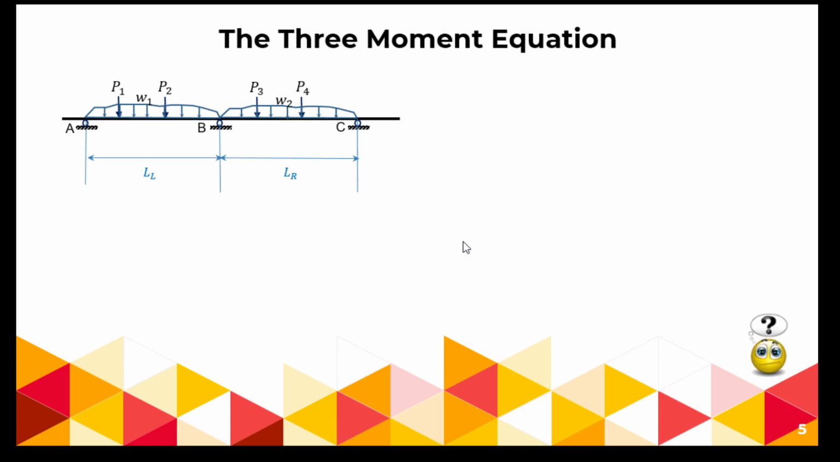So let's go to the derivation of the 3-moment equation. Paano tani na-derive? Example, if we have here a continuous beam wherein it is with a combination of varying loads and concentrated loads. Let's name it as our A, B, and C, ang aton nga mga support.